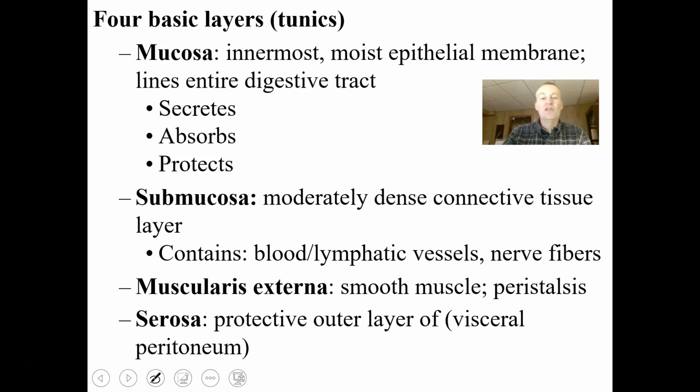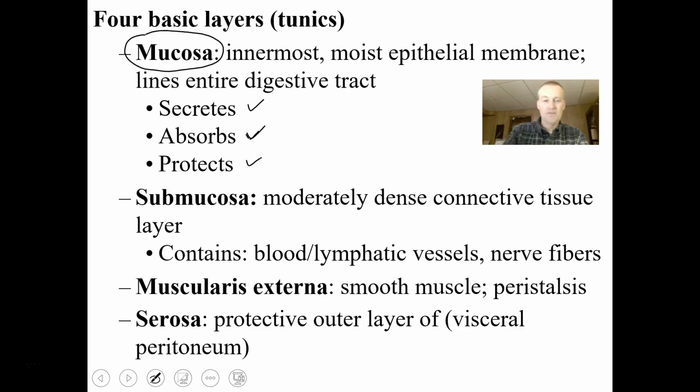So the mucosal layer is the innermost layer. So it's the layer that would come in contact with the food. It's the layer that's in contact with the lumen, or the hollow space inside of the tube. And it's a moist epithelial membrane, so it's a mucosal membrane. And it lines the entire digestive tract. And it has a lot of jobs that it performs. So it secretes substances, like it might secrete digestive juices, or it might secrete things like mucus. It helps to absorb digestive materials, and of course it protects all along the way from the food particles and from bacteria.